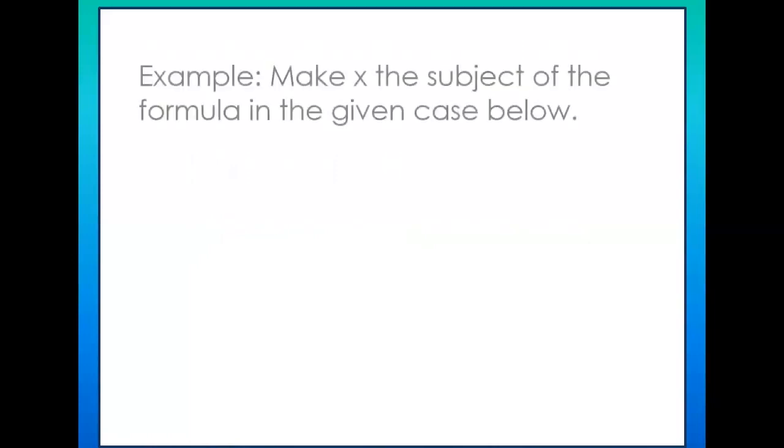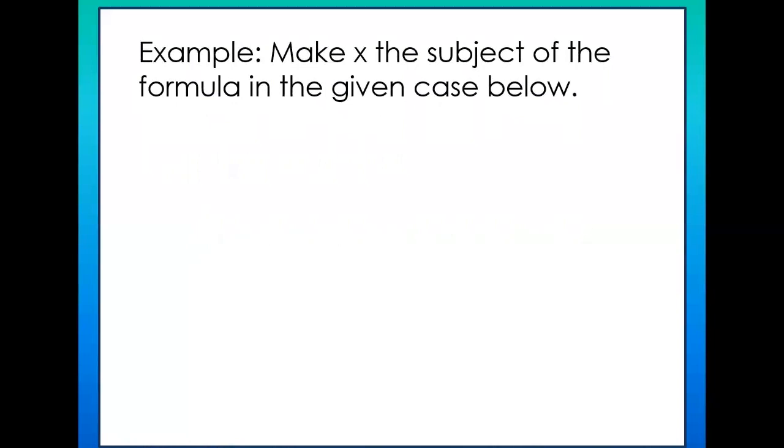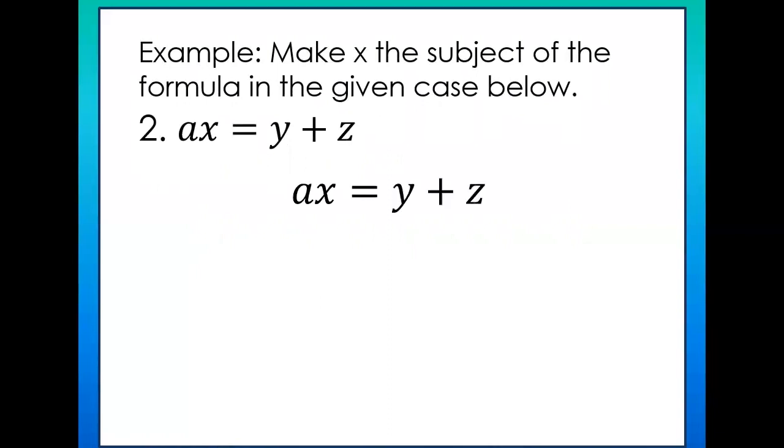Now, let's go ahead and proceed to example number 2, and let's try to apply the rule that I mentioned earlier. Now, same procedure, we have to make x the subject of the formula. We have here ax equal to y plus z. So, as we analyze it, we know for a fact that in the left-hand side of the equation, this is multiplication. The operation between a and x is multiplication.